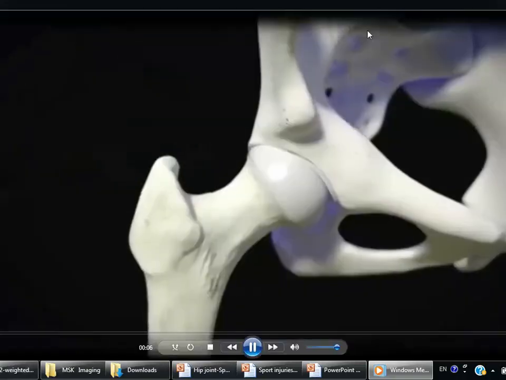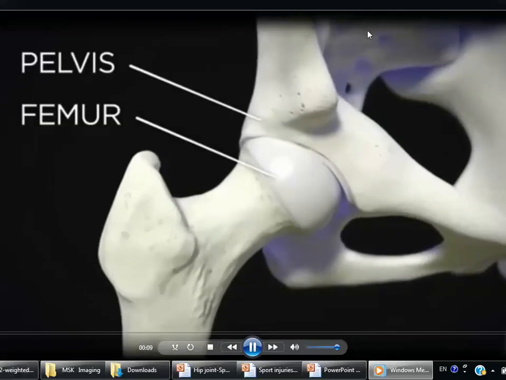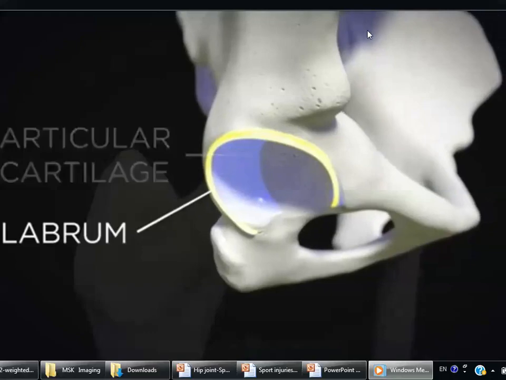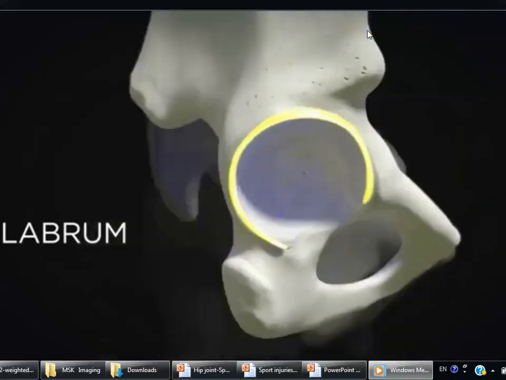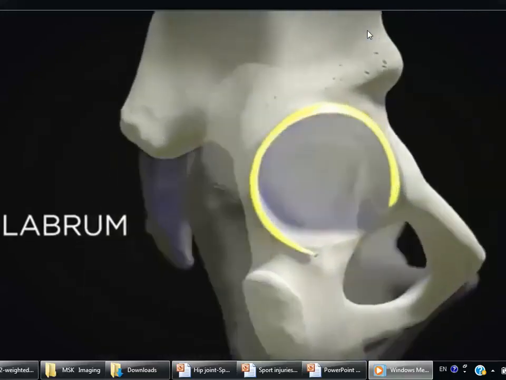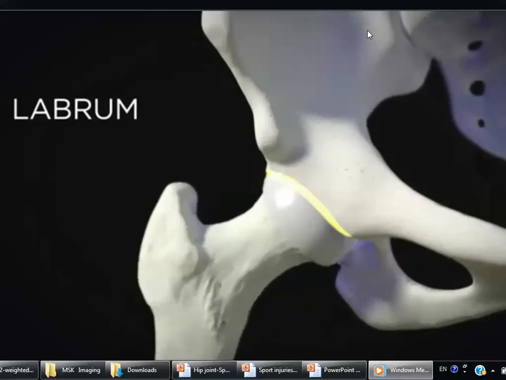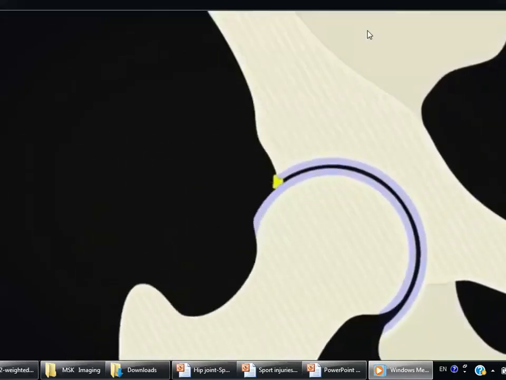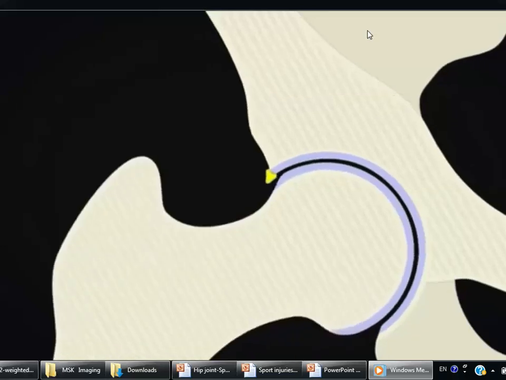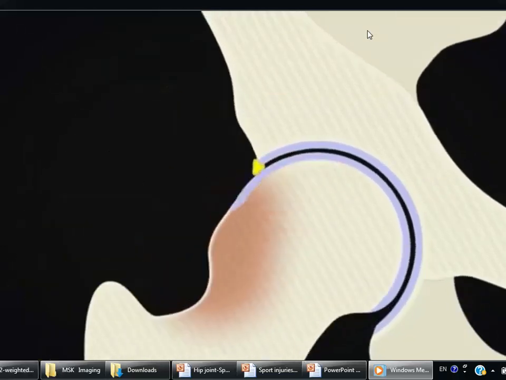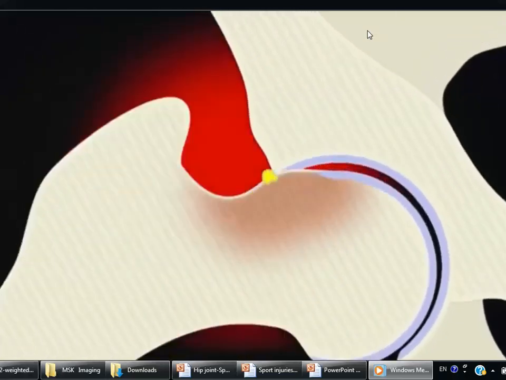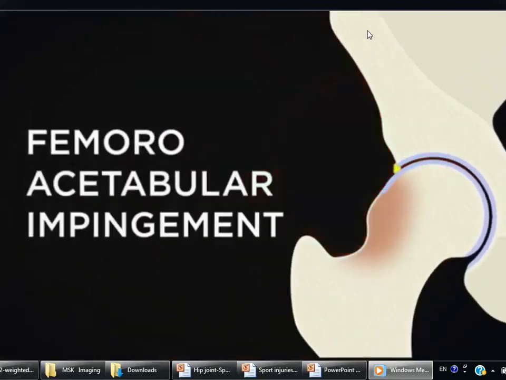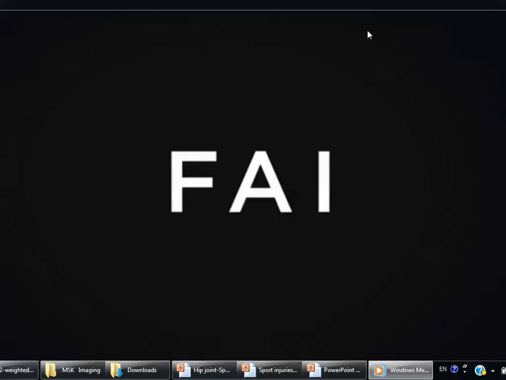The hip joint is made up of the femur, the pelvis, and soft tissues called the articular cartilage and the labrum. The labrum is a rubbery ring of cartilage that seals the joint. It also acts as a shock absorber. The cartilage and labrum allow the hip bones to move smoothly. If these bones are in an abnormal shape, they can damage the soft tissues, cause pain, and limit the range of motion of the hip. This is called femoroacetabular impingement, or FAI.